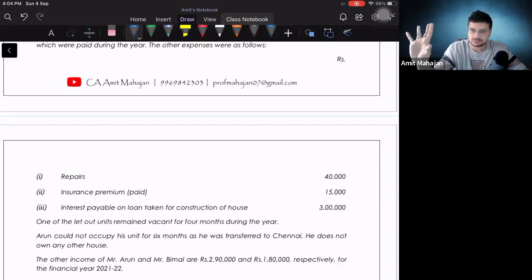We'll consider something, right? One of the let out units remained vacant for 4 months during the year. इसका मतलब, are you understanding कि we are already in situation 7. In situation 7 there are 2 properties, 2 situations. एक self occupied का situation है और दूसरा सिचुएशन है लेट आउट का. वो लेट आउट के सिचुएशन में भी उन्होंने सिचुएशन 2 ऐड किया.